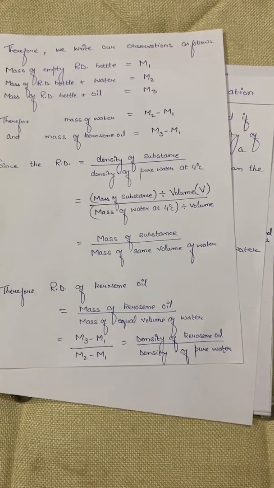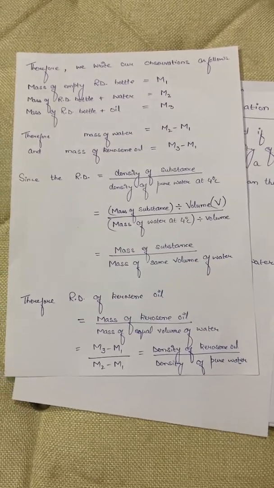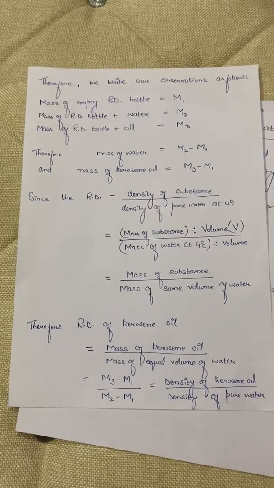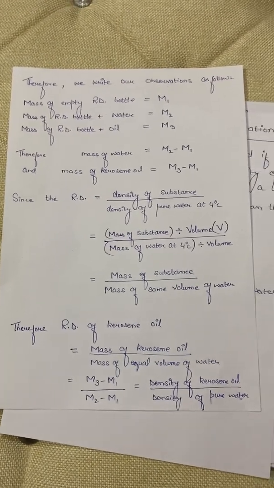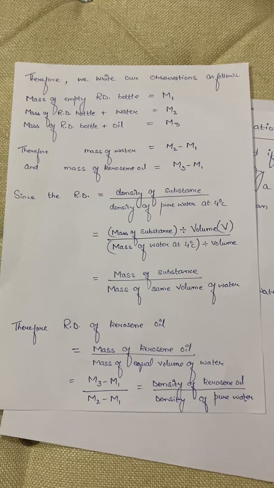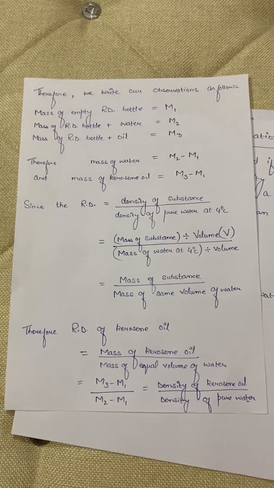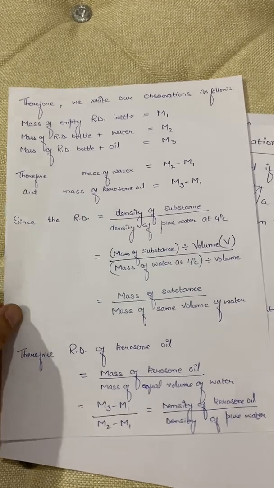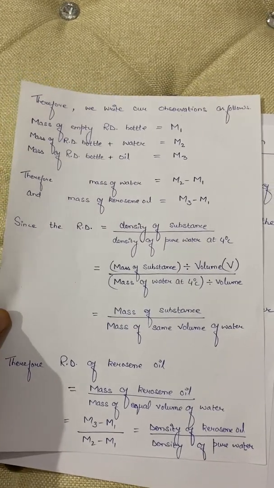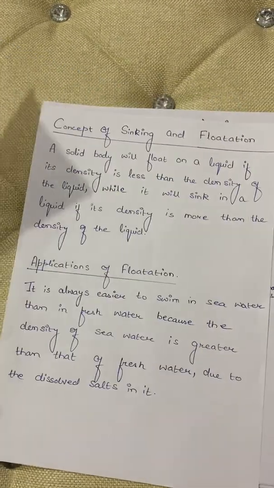Unknown liquid could be any particular substance in liquid form, like kerosene oil or any other liquid can be given to us, and with the help of this simple calculation we can easily calculate the relative density of that particular substance.